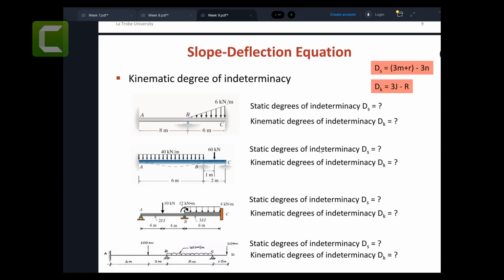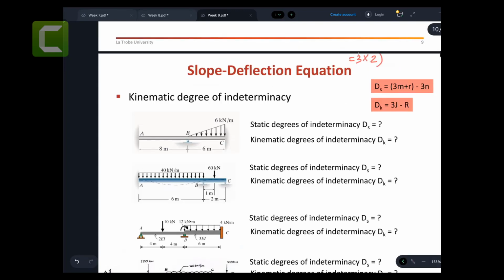All right, let's try. So the first one, the static degree of indeterminacy would be 3m plus r minus 3n. How many members you got? You got 2 members, so 6. Plus how many reaction forces? 1, 2, 3, 4, 5, 6, and 7. 7 reaction forces. 6 plus 7 is 13. Take away 3 times how many joints? 1, 2, and 3 joints. So 13 take away 9 equals 4.